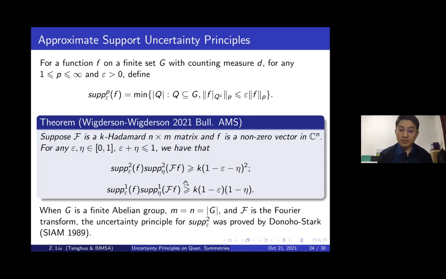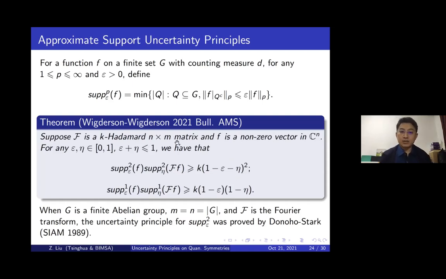Donoho and Stark proved the following inequality, that the supports of f and its Fourier transform satisfy a lower bound. The lower bound has a missing term. For the group case, this K is the order of the group for the Fourier transform. And the constant is improved by this epsilon and eta, the small perturbation.